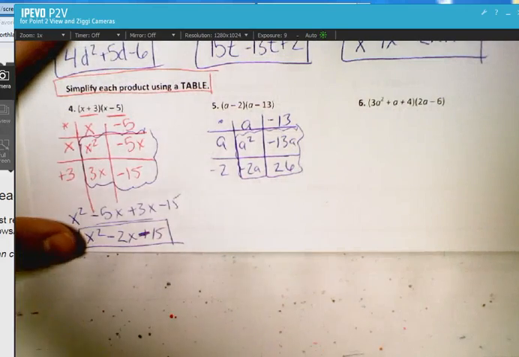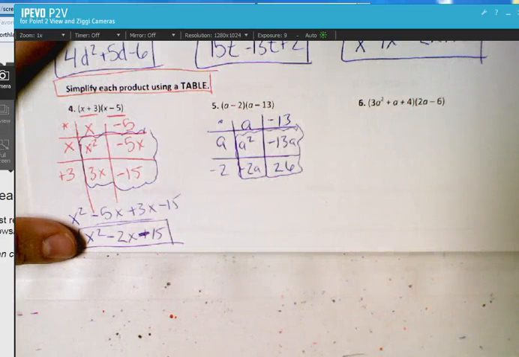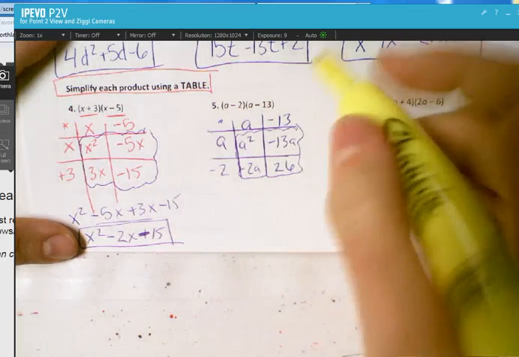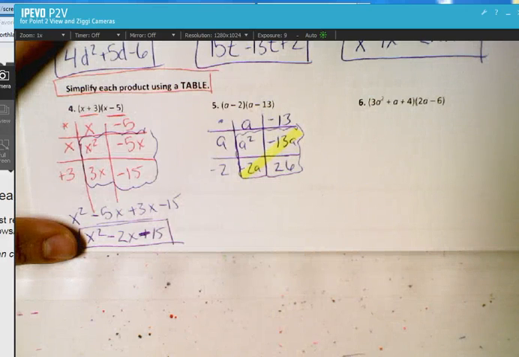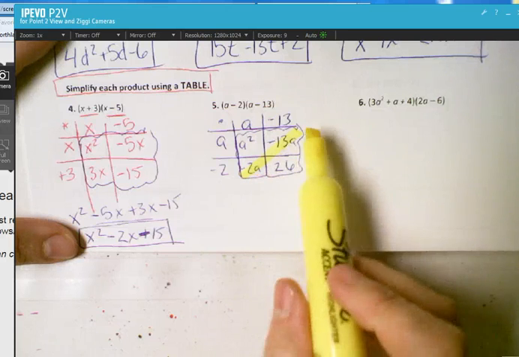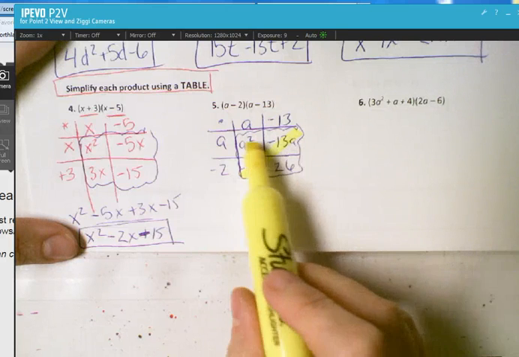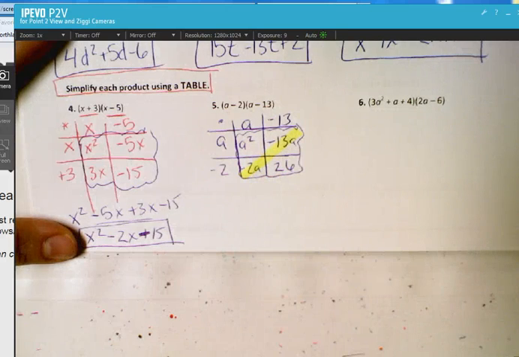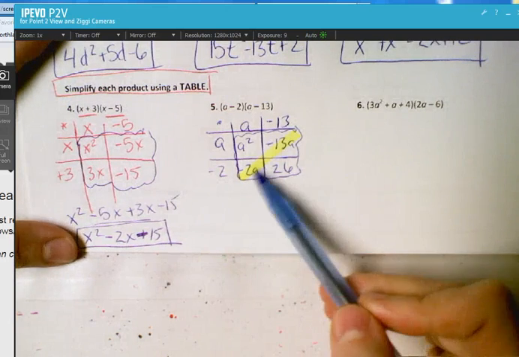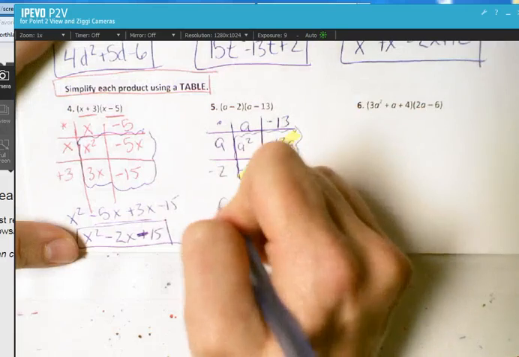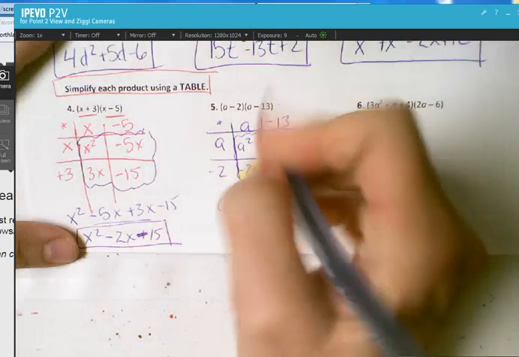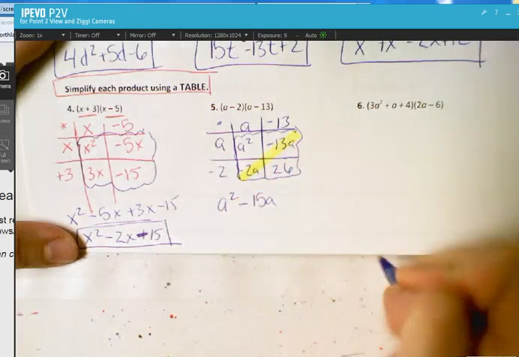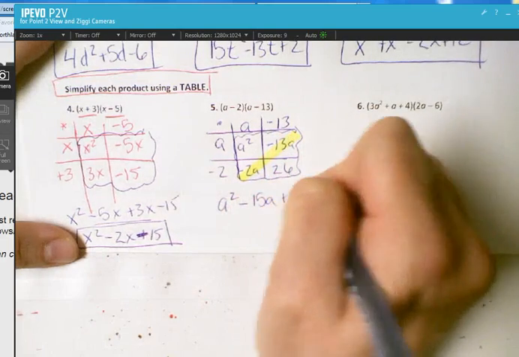What you'll find when we start doing really complicated polynomial multiplying is the tables will help you line up your like terms automatically. So diagonally we have an a and an a. Then we have an a squared and a 26 because there are no other squares or constant terms. What it does is it helps us be able to add these automatically. So I've got a squared. I know I have a negative 2a and I have a negative 13a. So total I have a negative 15a. And I have a positive 26.